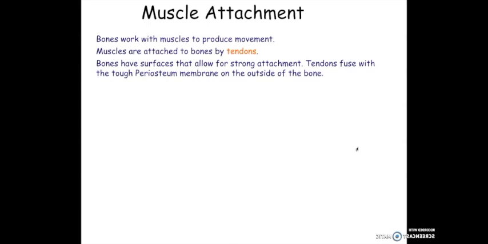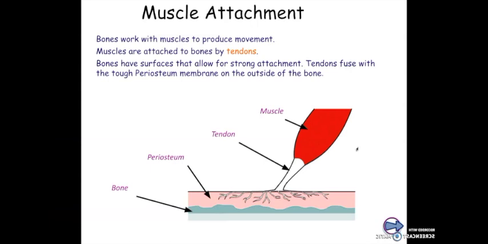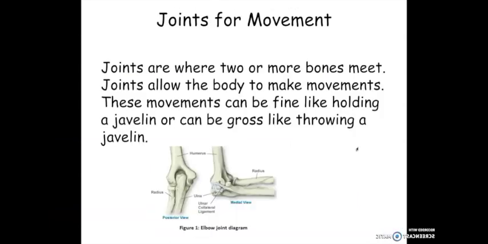And this allows for movement, as you can see from the diagram below. So the red bit is the muscle, of course, then you've got your tendon attached to the bone. So the bone is the bottom bit with the little roots going in, as you can see. Well, the bone's just below the periosteum, sorry.